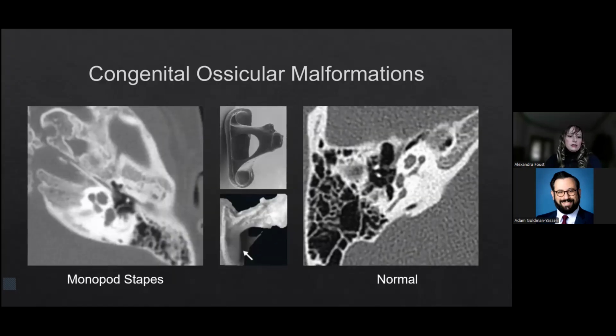Malformation of the stapes. So one that we can see is a monopod configuration of the stapes, where instead of having the normal two crura like you see here, you have a single crus that's inserting onto the stapes footplate.